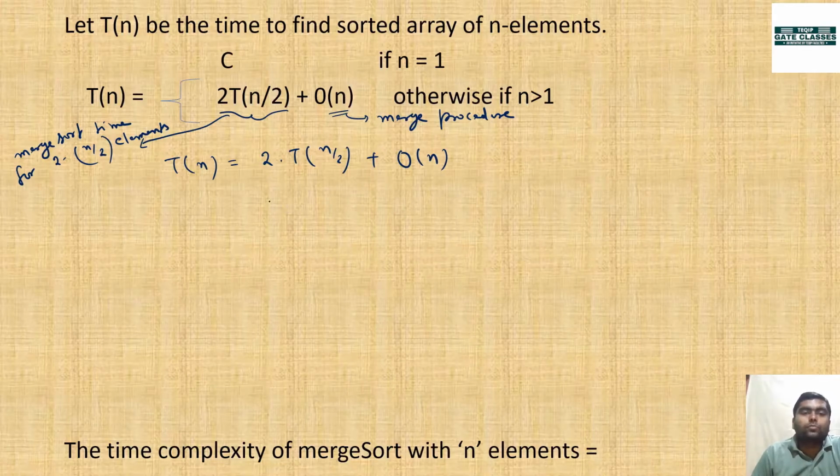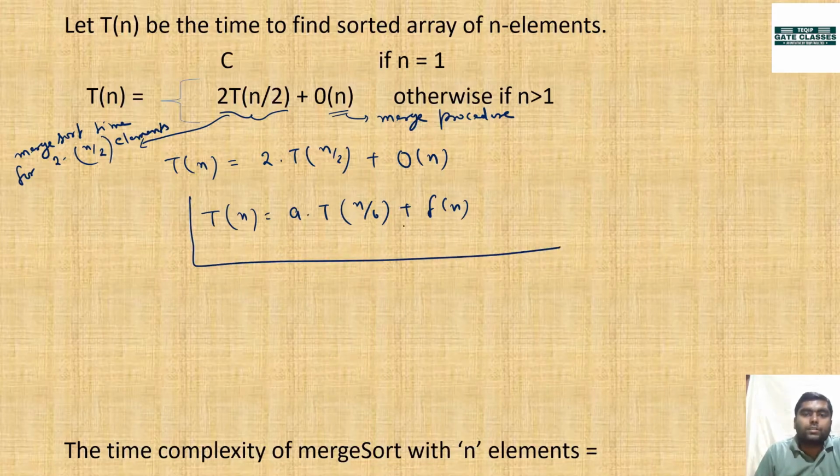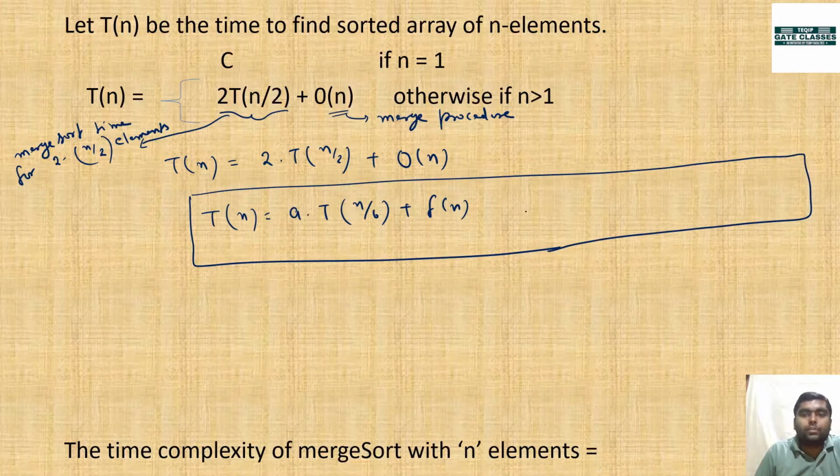So let us suppose we are solving this with the master's method. Okay, so what is the master's method? It says that let us suppose T of n equals a into T of n by b plus some function f of n. So according to the master's method, what will be the result? n raised to the power log a base b.